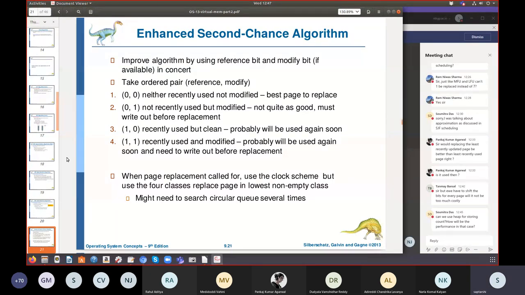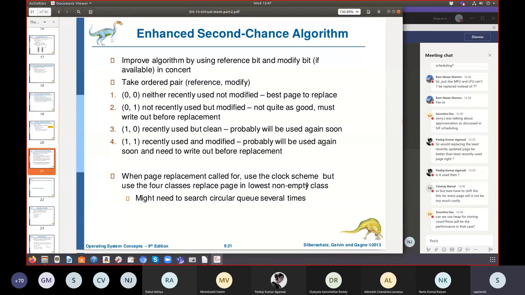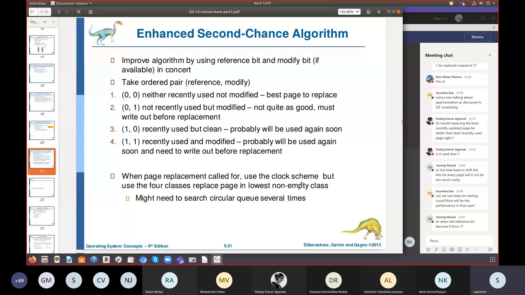Any questions here? I see one from Soumitra: can we use a heap for storing counts, and how will the performance be in that case? Okay, Soumitra, what do you mean? I think you mean some kind of priority queue, by which the least recently used page will be at the top of the queue. Sure, you can, but again, the cost is that you will have to maintain that queue and update the pointers in that queue and so on.